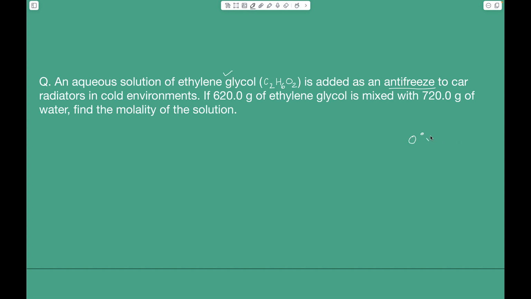Now what happens to the water present in the car radiators when the temperature falls below 0 degrees centigrade? Obviously, it freezes into ice. But when water freezes into ice, it expands. That is, its volume increases.